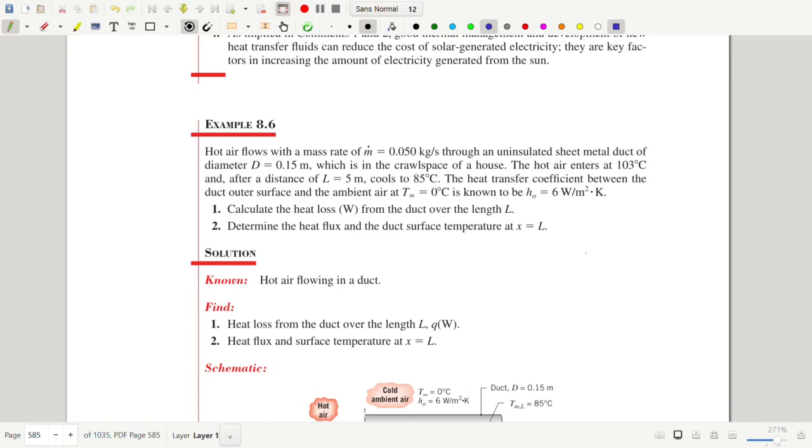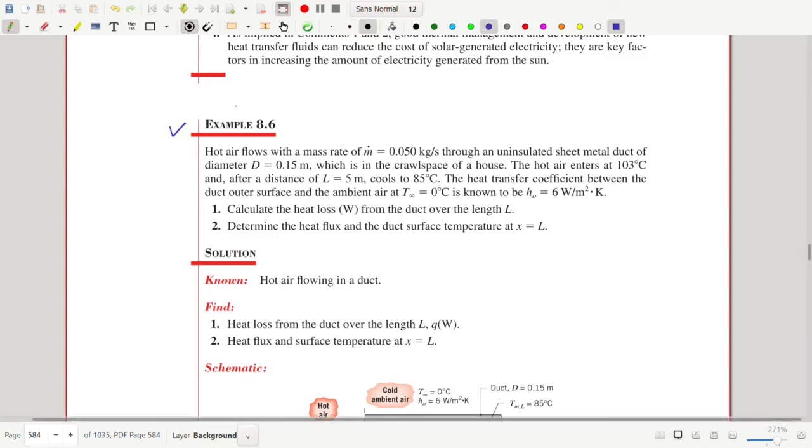Let us solve one more example, example 8.6. Again, a very practical situation. You have hot air flowing through an uninsulated sheet metal duct. In residential buildings, you tend to have these sheet metal ducts made up of thin sheet metal.